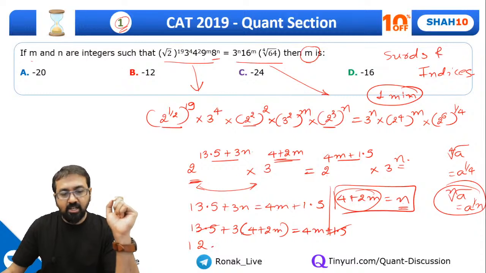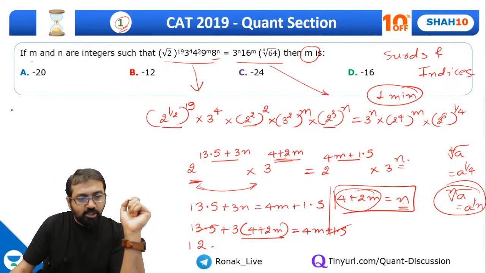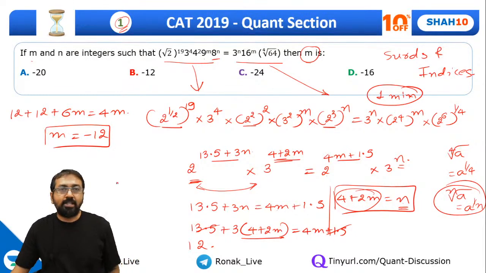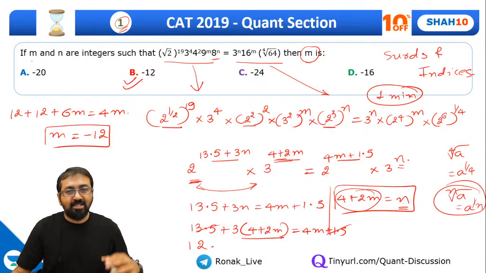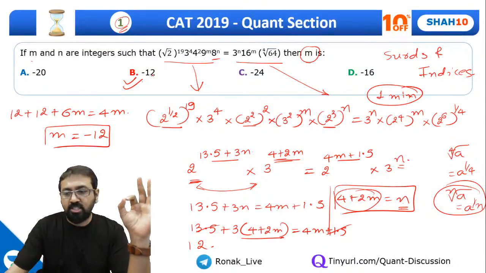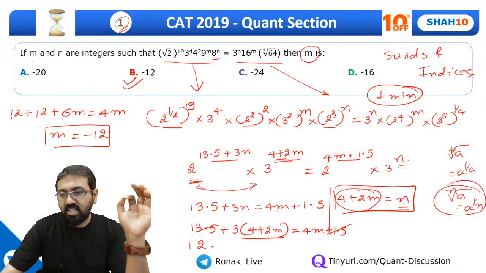Right? And of course if I just solve this, I'll get 12 plus 6m is equal to 4m. If we just solve this, we'll get 2m equal to minus 24, so m will come out to be minus 12. That is option B.